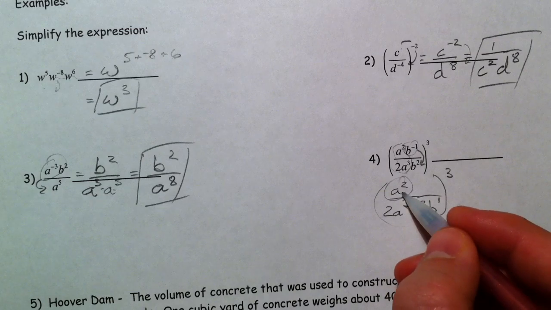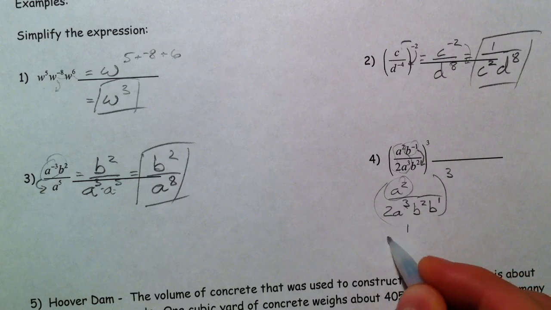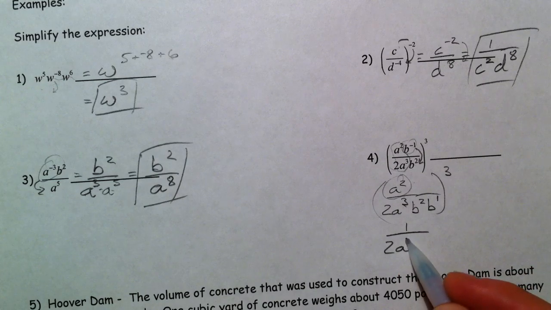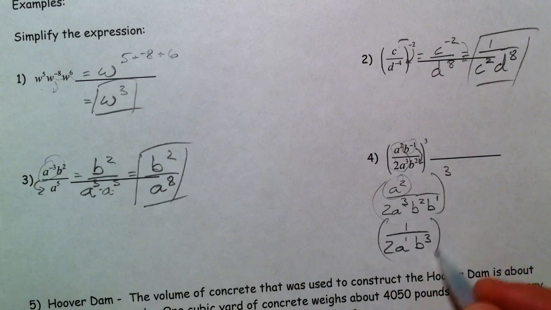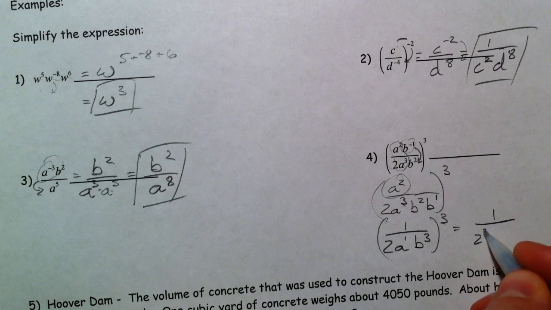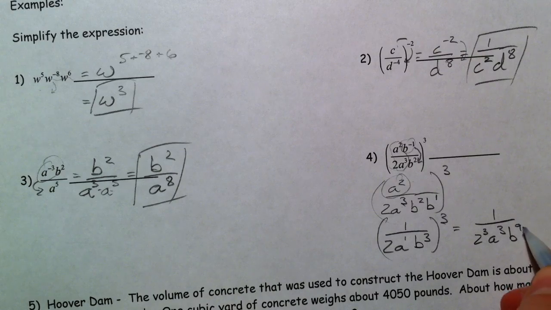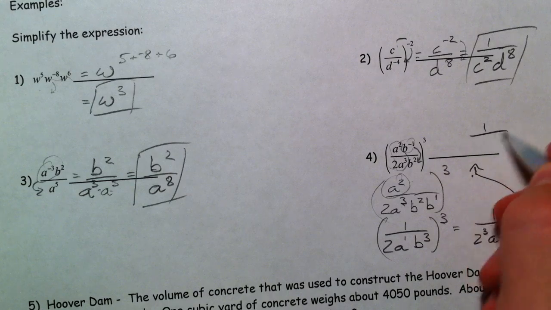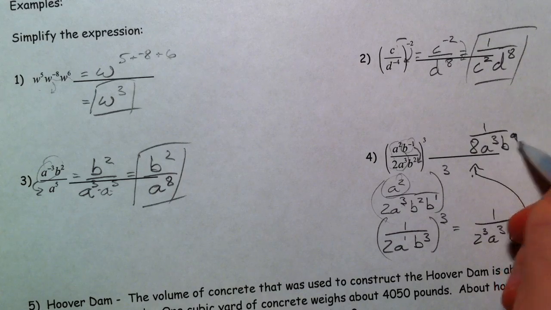And now there's 2 a's up top, 3 a's on the bottom, and so there's going to be 1 left over on the bottom, because 2 minus 3 is negative 1, or 1 on the bottom. And then we have 3 b's. And then we cube it. So we have 1 over 2 cubed, a cubed, and 3 times 3, which is 9. 1 over 8, a cubed, b to the 9th. And that's it.